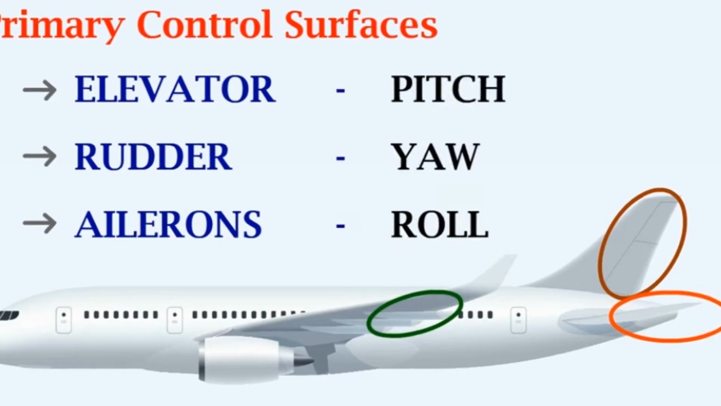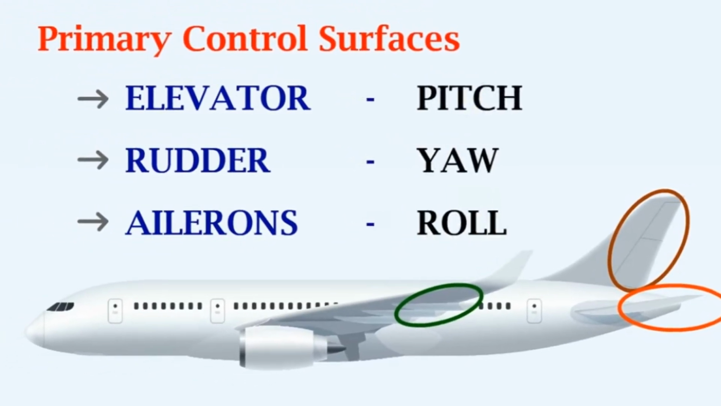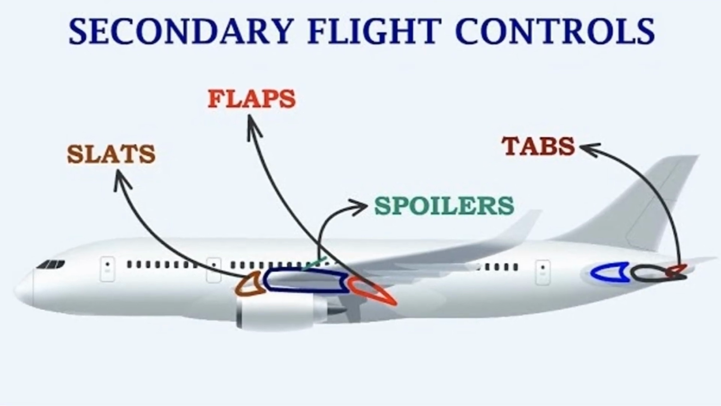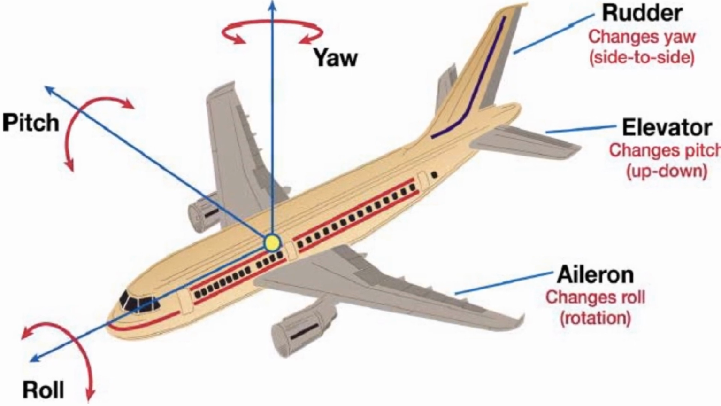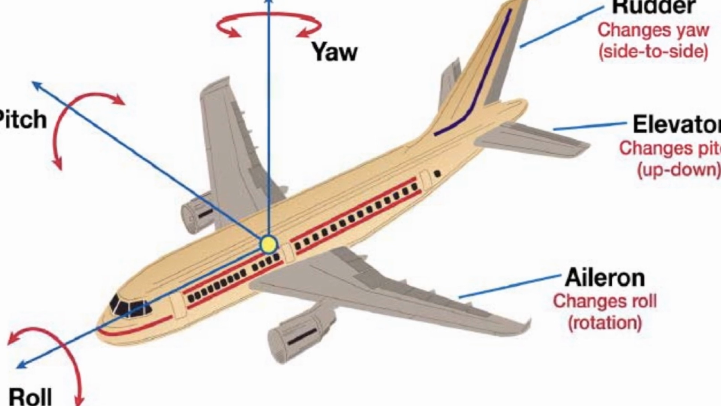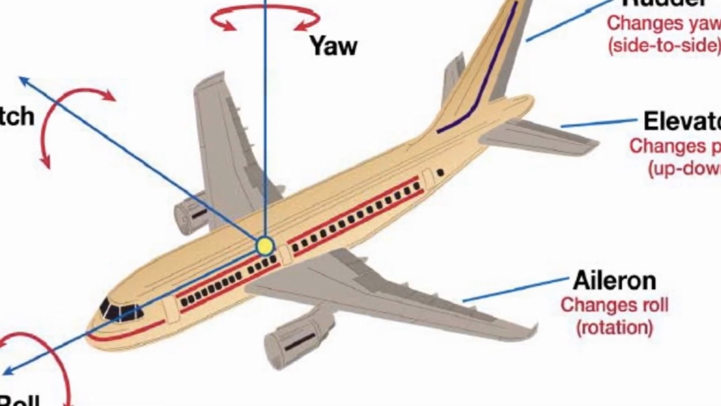This includes elevators, rudder, ailerons, flaps, slats, trim tabs, and spoilers. Ailerons control the roll of the aircraft. Elevators control the pitch, which is the angle of the aircraft's nose relative to the horizon. The rudder controls yaw, which is the left to right movement of the aircraft's nose.